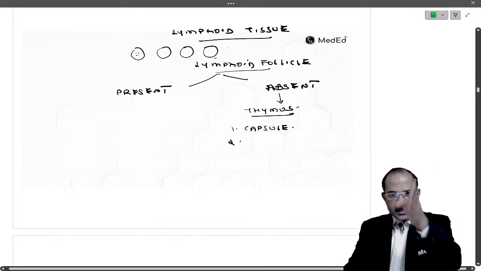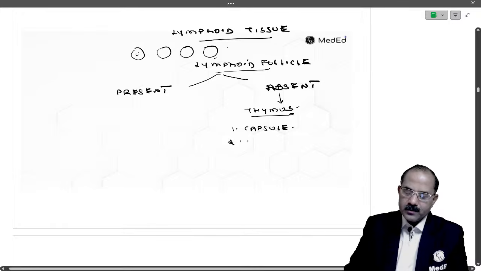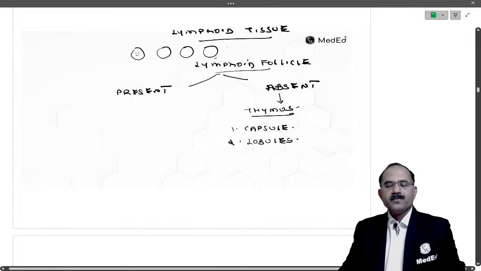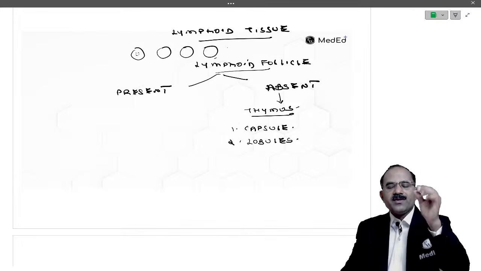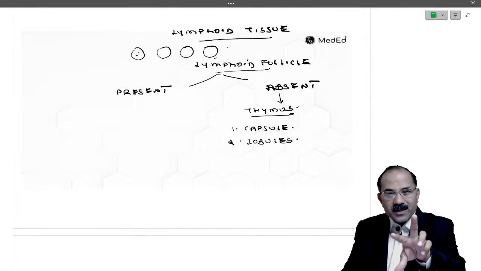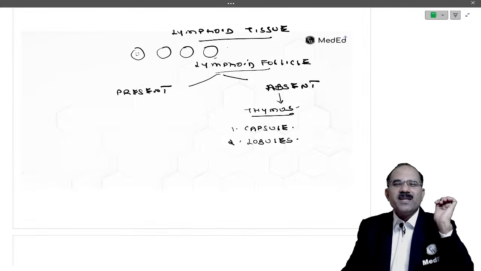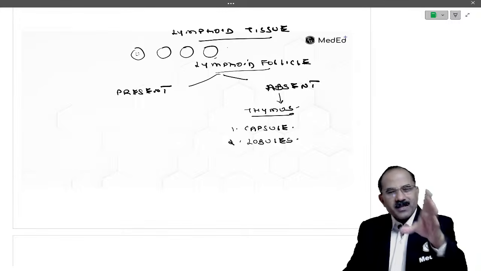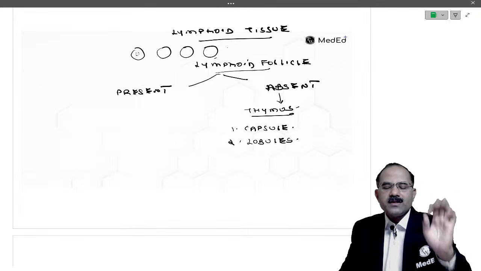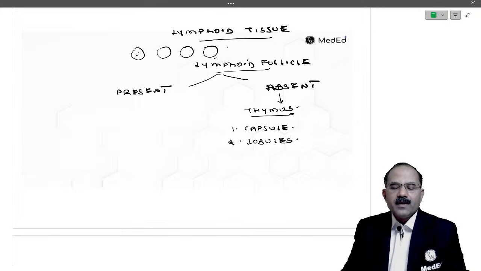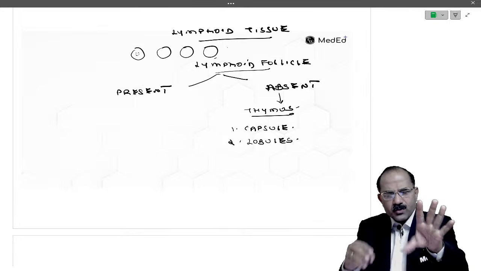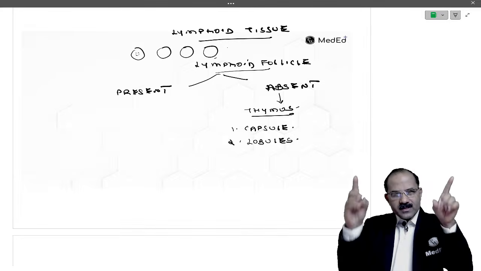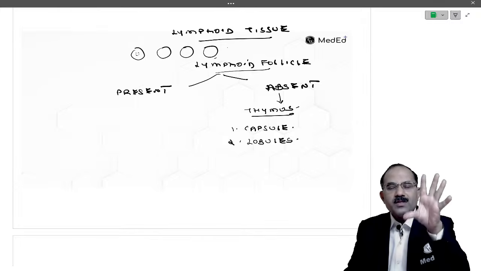And this capsule will send septa, which divides the thymus into lobules. So there are thymic lobules here. The white pulp and red pulp are in the spleen, where the white pulp itself is a lymphoid follicle. We'll come to this. I'll show you the slide, just understand this theory. The capsule will send septa, and this septa will divide the thymus into lobules.